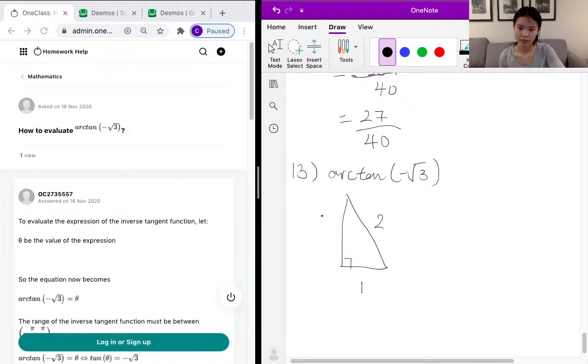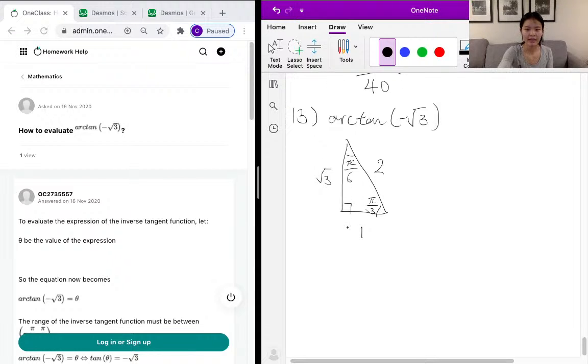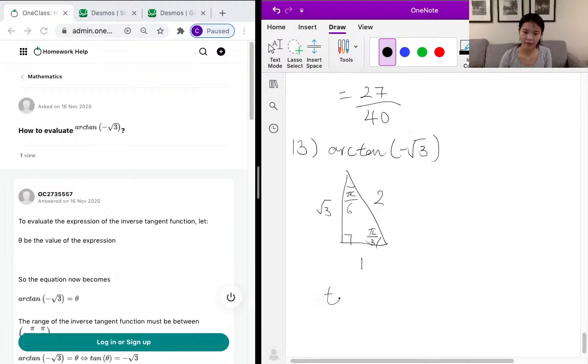And let's put down the angles here. This angle is 60 degrees, and that angle is 30 degrees, or pi over 6. Next, we know that the tangent of an angle is opposite over hypotenuse. So for which angle is the opposite over hypotenuse √3?